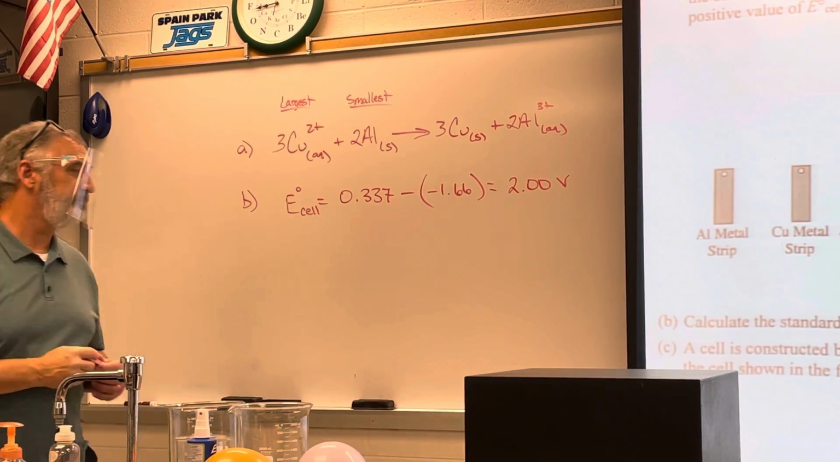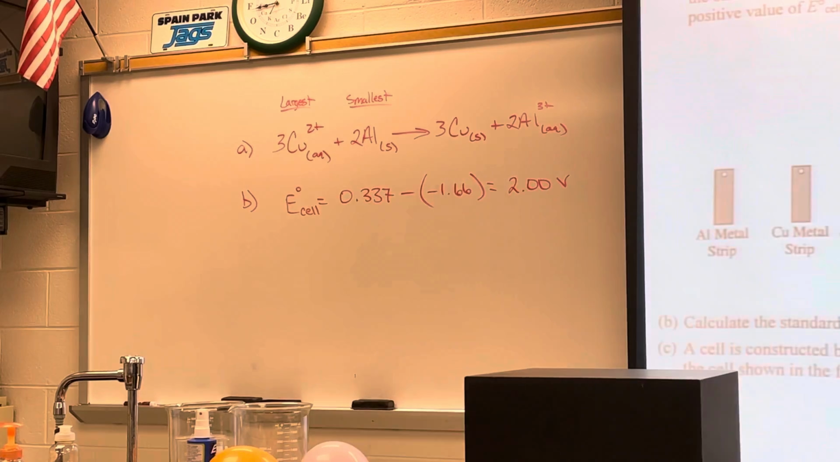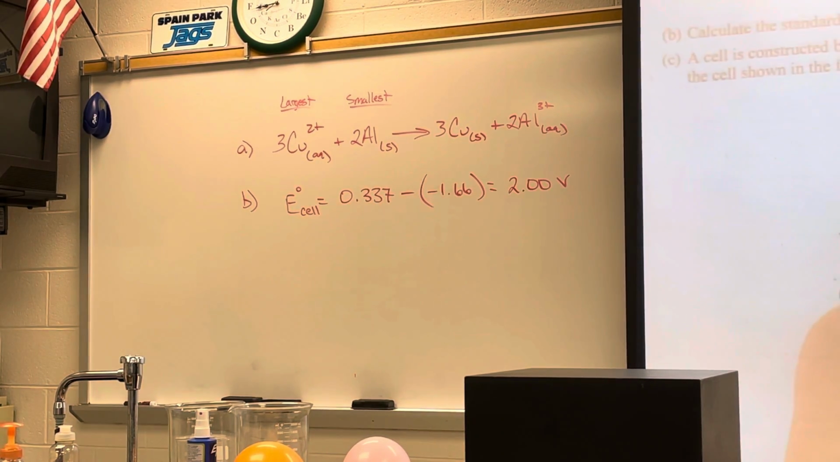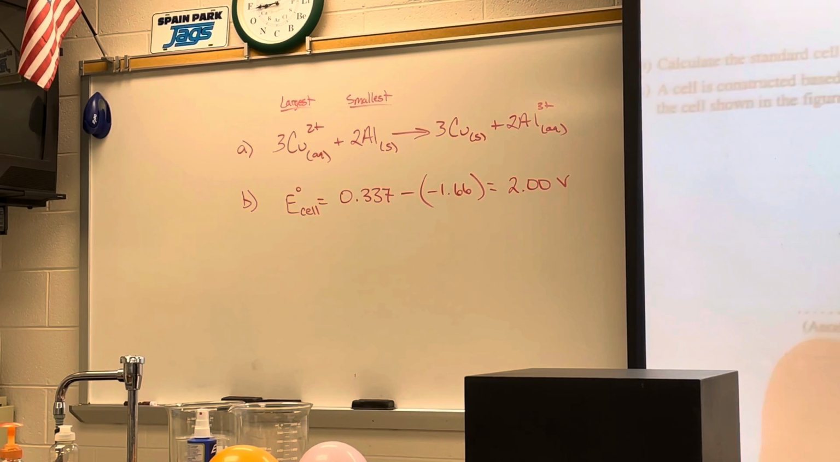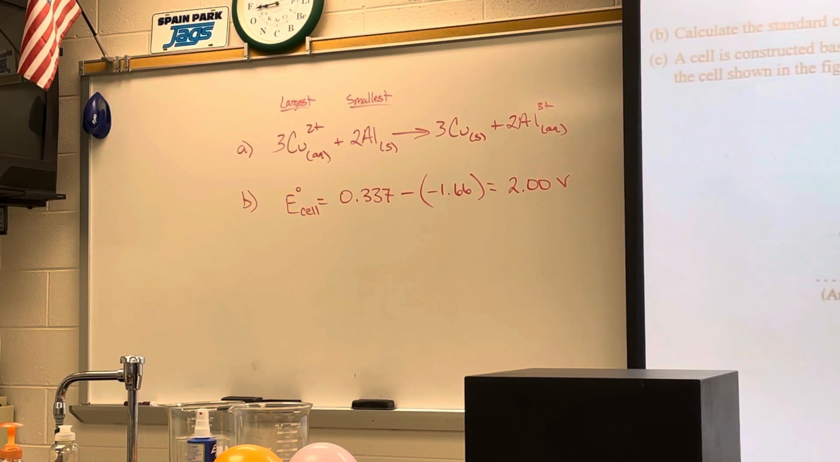And then C, a cell is constructed. And we know all of that now. A cell is constructed based on the reaction in part A above. Label the metal used for the anode. So which one's going to be the anode? Aluminum. All you got to do is put Al right there. No explanation needed.